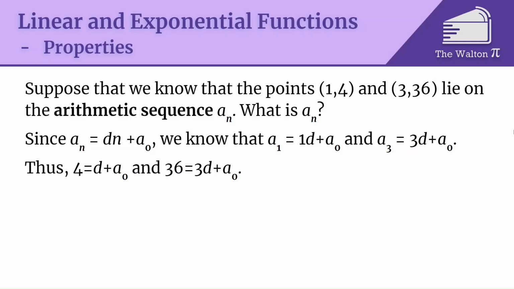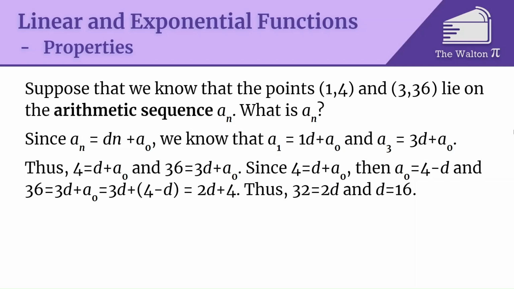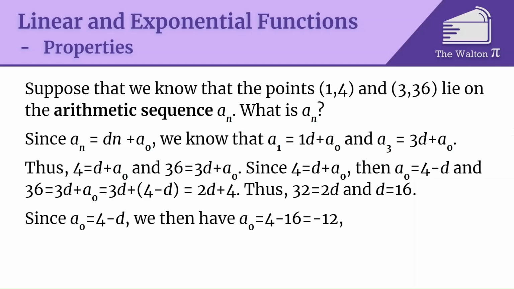And then very similar to what we did with the linear function, we can solve for what a0 is, and we can plug it into 36 equals 3d plus a0 to get 36 is 2d plus 4. So that means that 32 is 2d and d is going to be 16. So our arithmetic sequence, once we go through and solve for a0, is going to be an is 16n minus 12. The arithmetic sequence is very, very similar to the linear function. Both of those get solved the same way and you end up with very, very similar things.